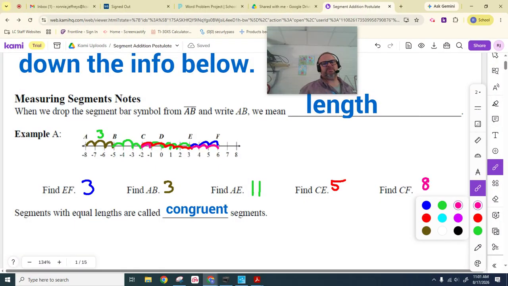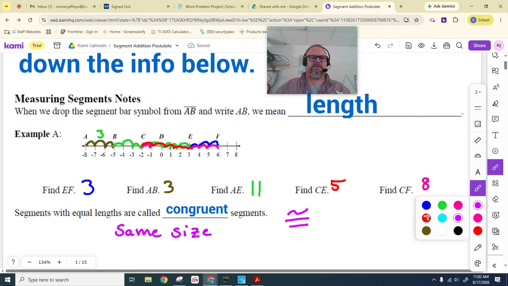Now, segments with equal length are called congruent segments. Congruent actually has its own symbol. It looks like an equal sign with a little squiggle on top. Now, congruent means this: it's the same size, same shape.